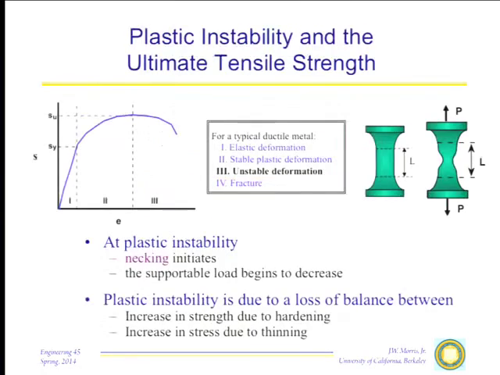That is the failure of materials by plastic instability. We've already described how this happens. If you take a sample in, for example, a tensile test and stretch it, you'll get elastic deformation, followed by stable plastic deformation as the sample elongates but retains a constant geometry until finally we reach the ultimate tensile strength.